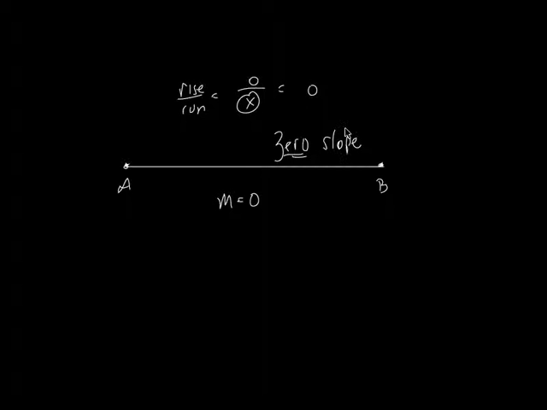So that's a nice, easy way to think of it. Think of the slope. A 0 slope is flat. If it's horizontal, you're going 0 miles per hour. So it's a 0 slope.